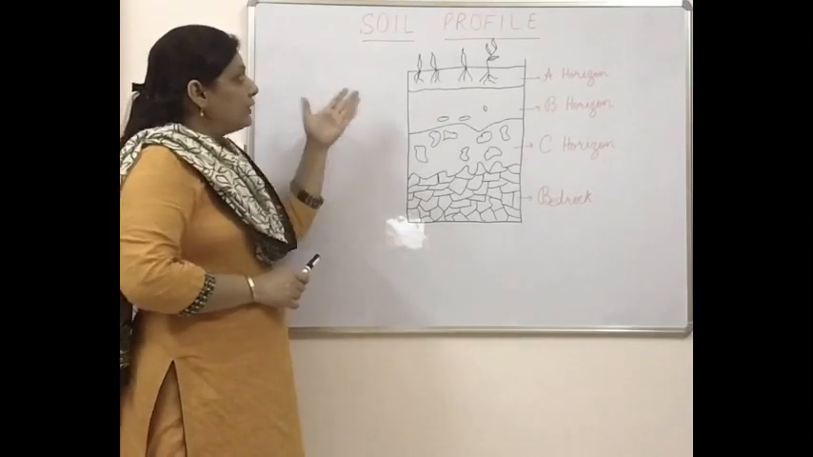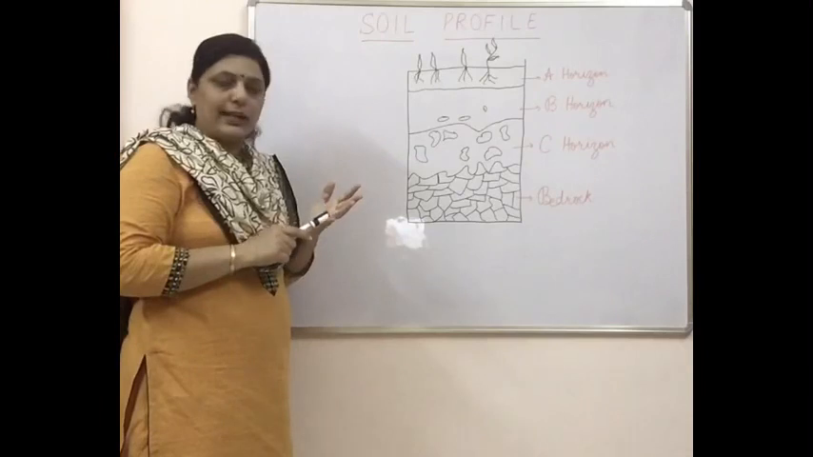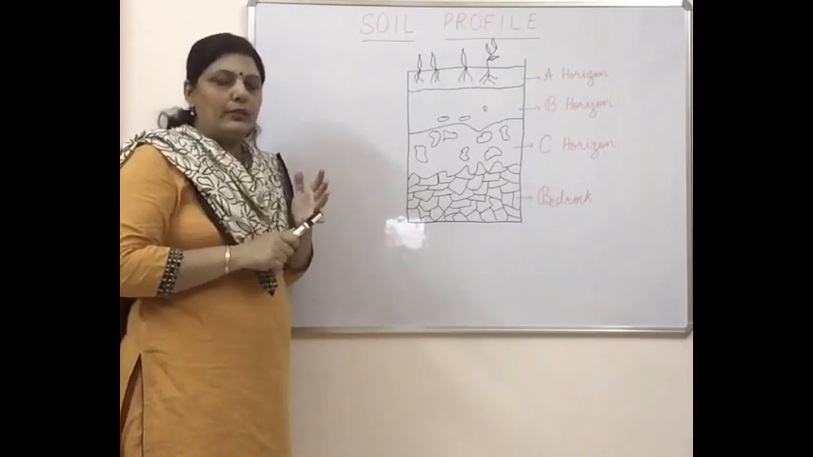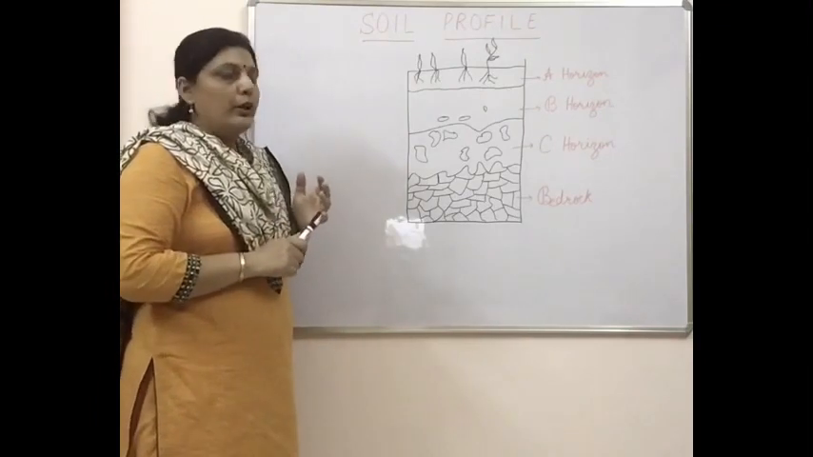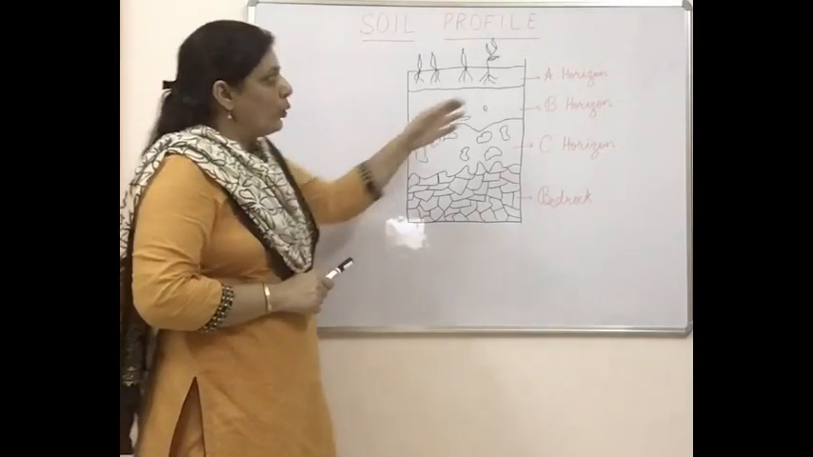Now, each layer has a different color. Each layer will have its different texture. Texture means the feel when you touch it. Each layer will have its different composition. Now, each layer in this is called a horizon.